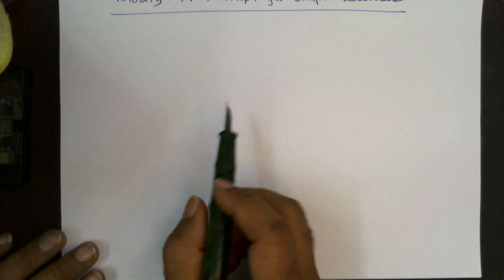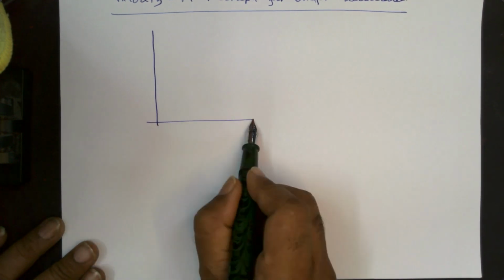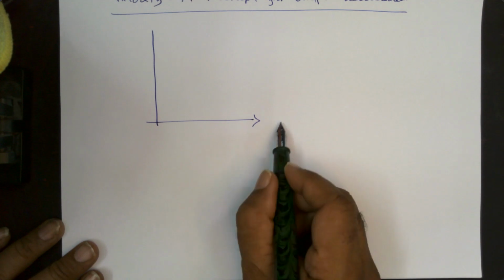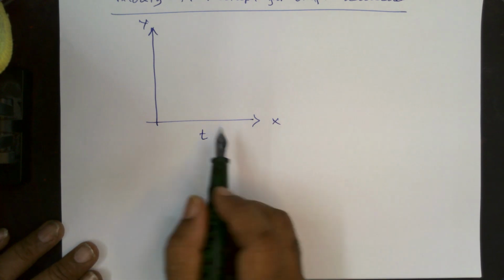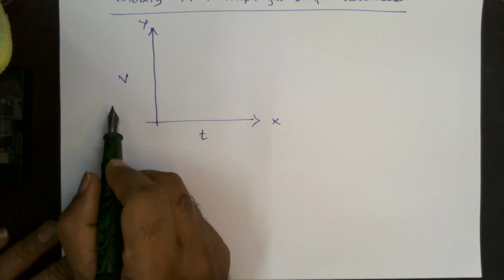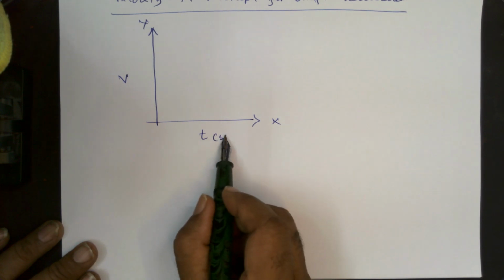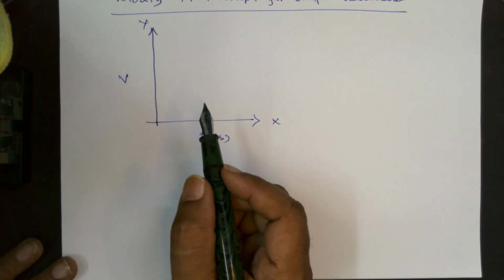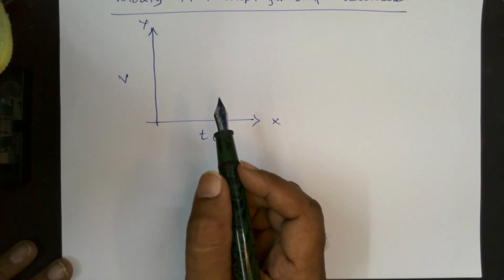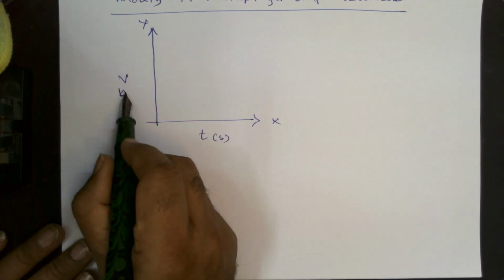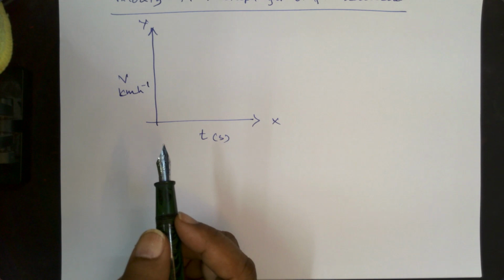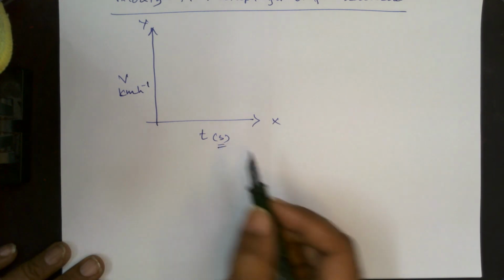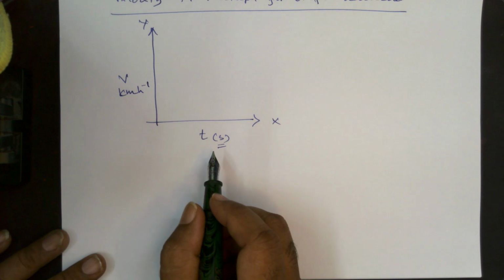Now let us draw the graph. So x-axis and y-axis. What is x-axis? Time. What is the y-axis? Velocity. So it is given in second. This is given in kilometer per hour. Okay. If you want, you can maintain as hour also. Okay.